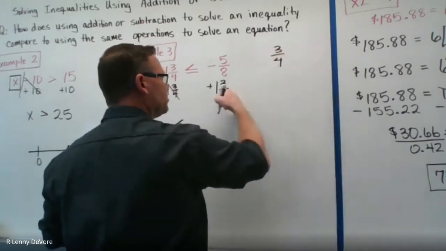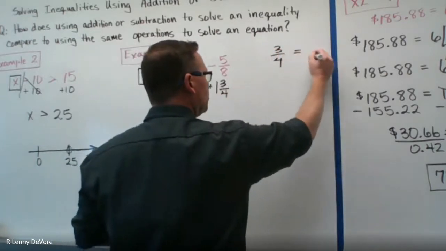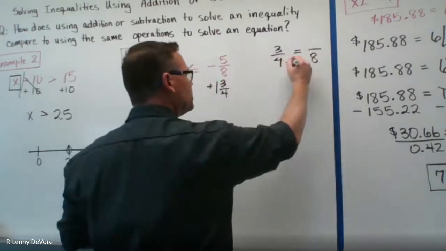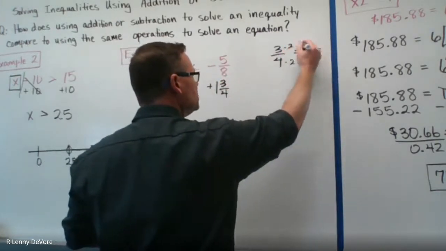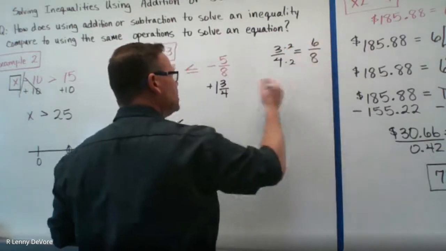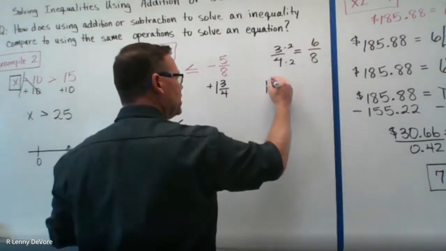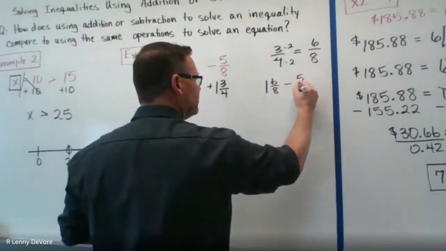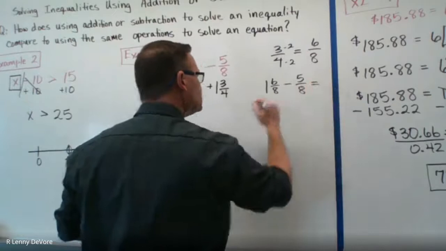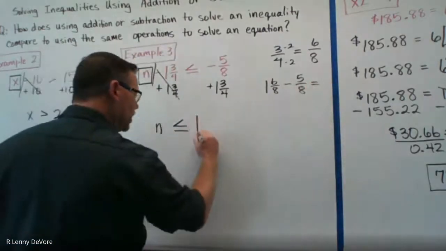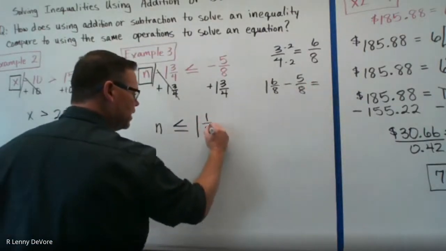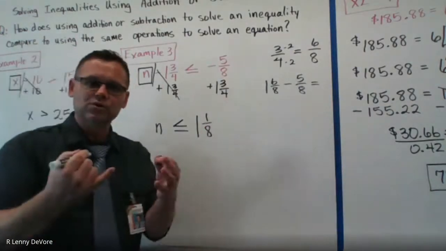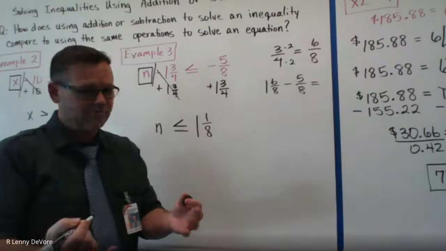That 3/4 from the 1 3/4 needs to equal something over 8 because that's what we have here. So I can multiply this by 2, multiply this by 2, and it's 6/8. So when I do this, it becomes 1 6/8 minus 5/8. In other words, this equals 1 1/8. Now, the tough part is to go through and actually graph it, okay?